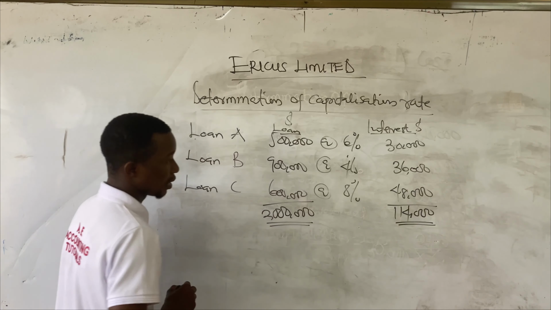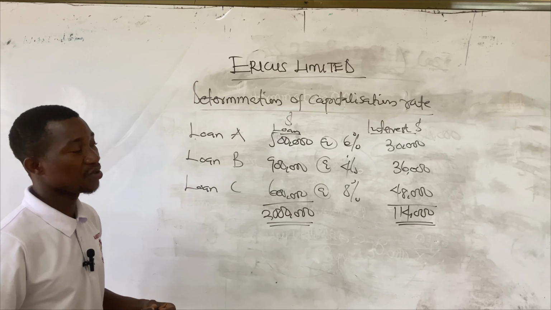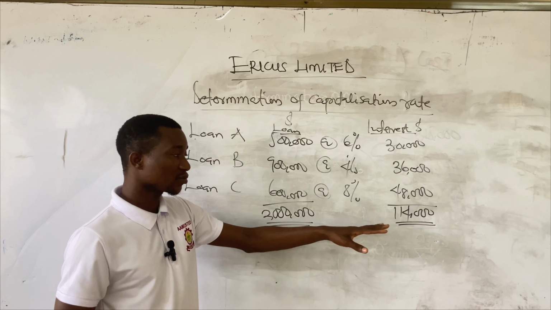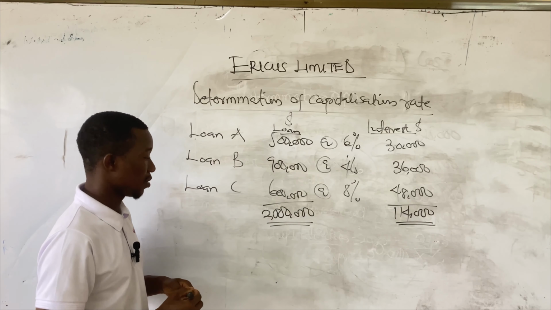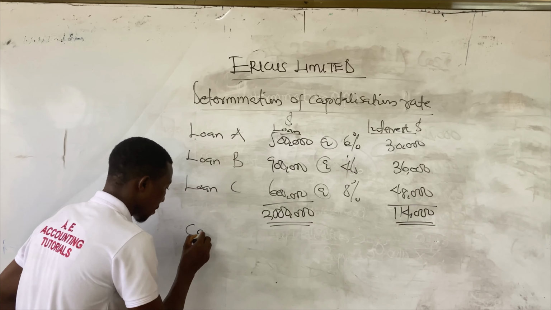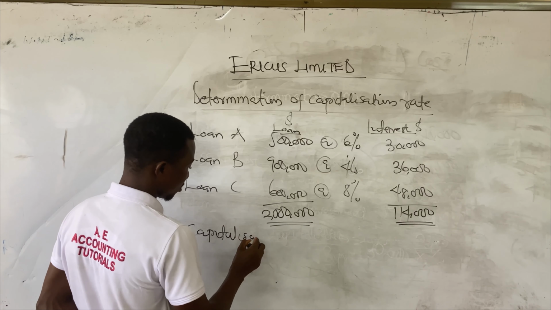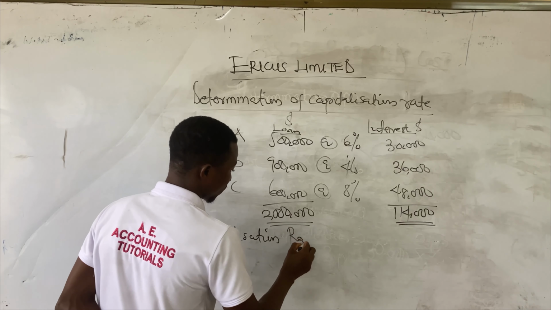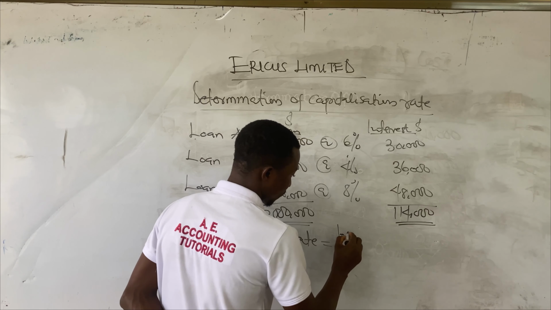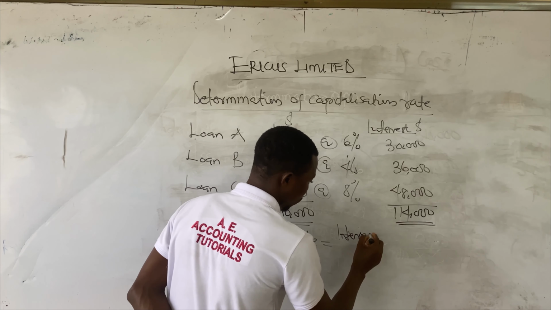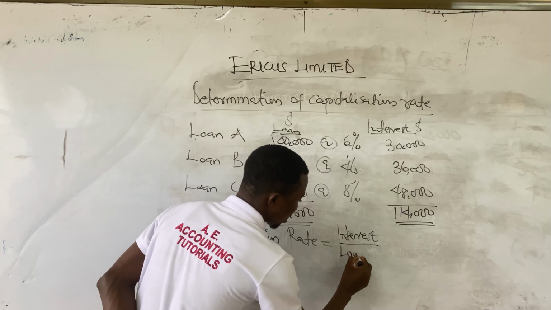Is that okay? Now, in order to determine the capitalization rate, the general principle with regards to IAS 23 is that we divide the total interest by the total loan amount. So we have the capitalization rate. The capitalization rate is given by the interest over the total loan.